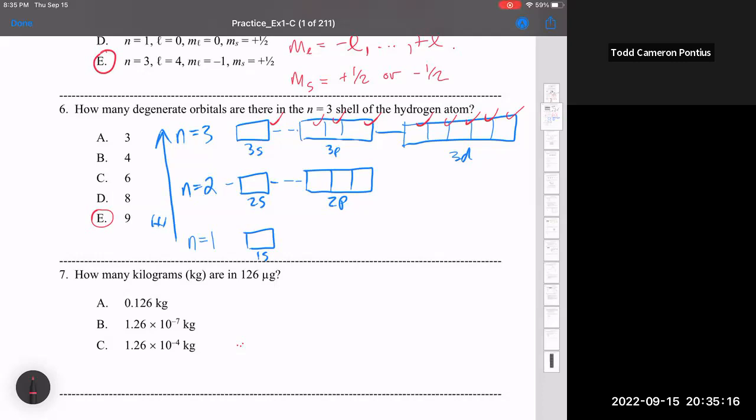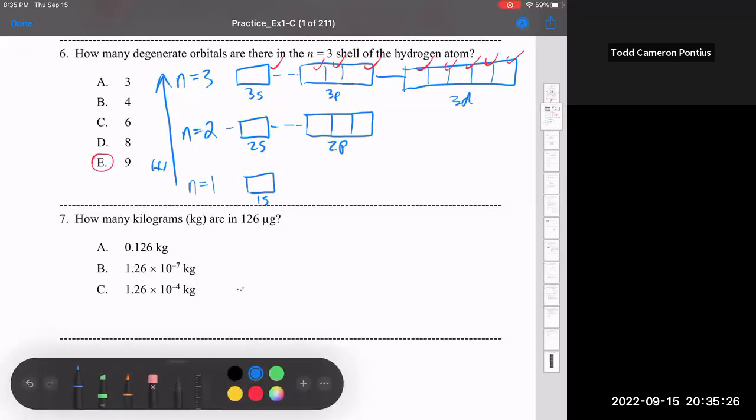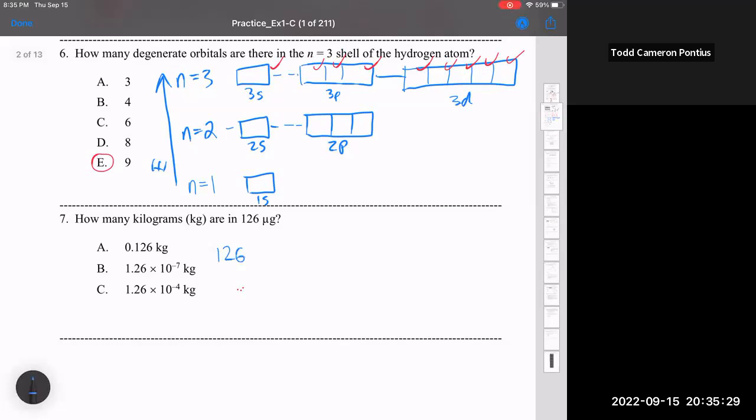And then the 7th question says, how many kilograms are in 126 micrograms? This is a dimensional analysis problem. There are a few right ways you can go about doing this. What I recommend doing just to be safe is convert from micrograms to grams. In 1 microgram, what does micro mean? It means 1 times 10 to the negative 6th. So there's 1 times 10 to the negative 6th grams.